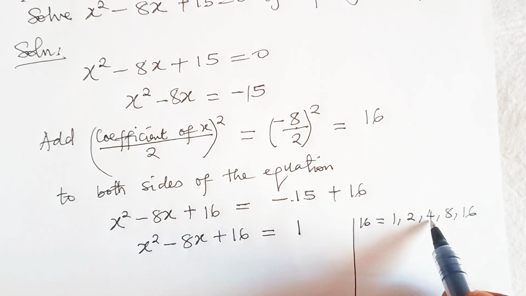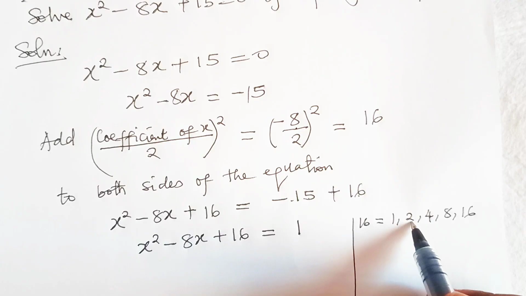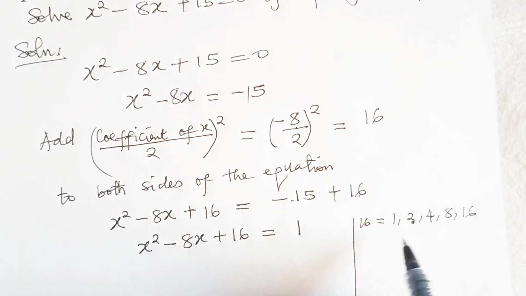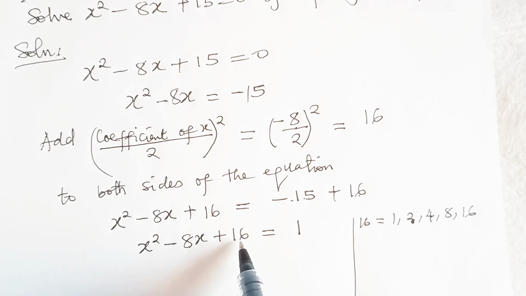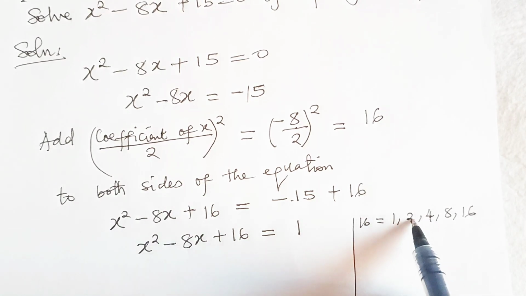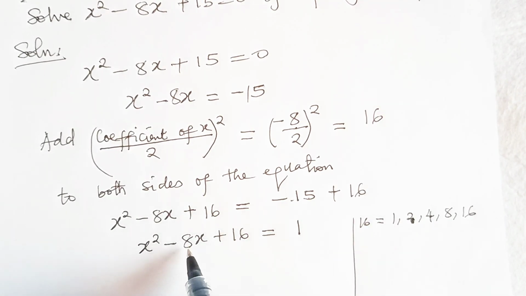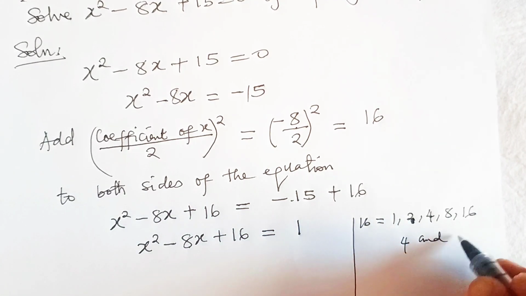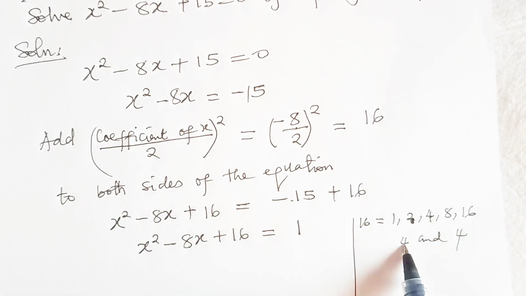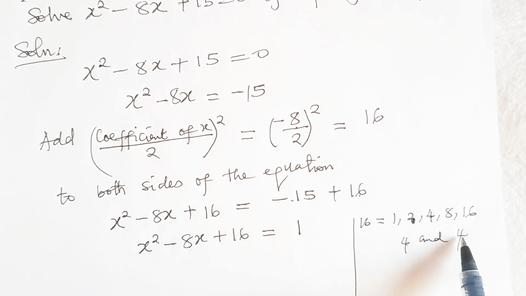If I take 4 and 2, 4 times 2 gives 8, but we are looking for 16. 4 plus 2 gives 6, we are looking for 8. So I think I'm going to take 4 and 4. If I multiply 4 by 4, I'll get 16. If I add 4 and 4, I'll get 8.